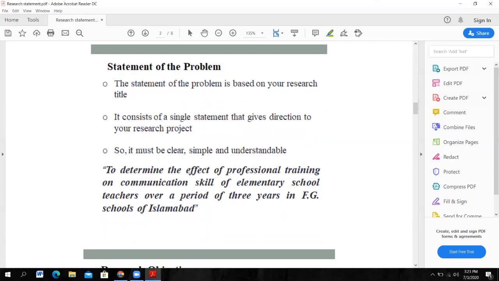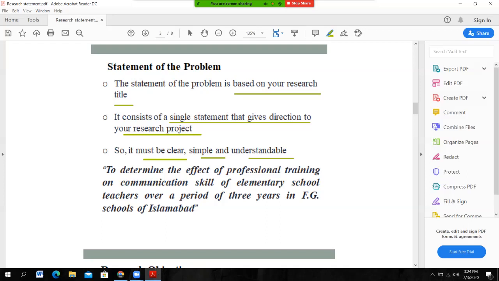For example, the statement of the problem is actually based on the research title, the proposed title. And this statement of the problem consists of a single statement, and this statement gives the direction to the researcher about the research journey. So it must always be clear, it must be simple, and the problem statement must be understandable.